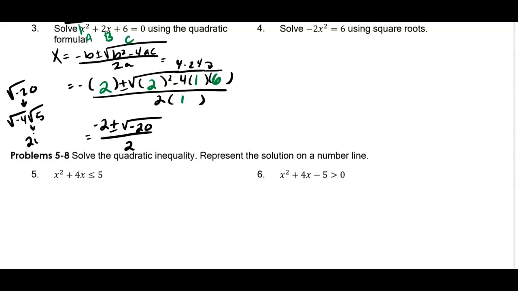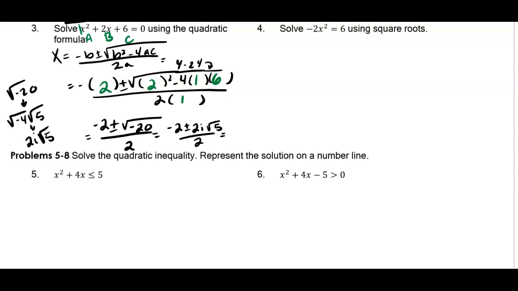So we know that the square root of 4 is 2, and the square root of negative 4 is 2i, not negative 2. Now 5 is a prime number, so it won't simplify further, so it'll stay here. So this is actually going to give us negative 2 plus or minus 2i square root 5 all over 2.